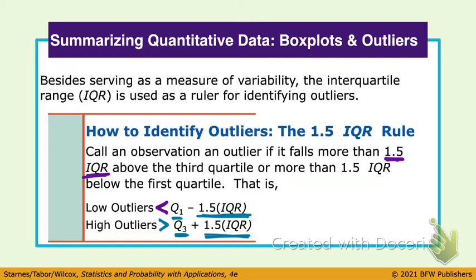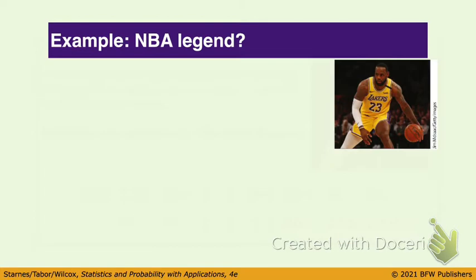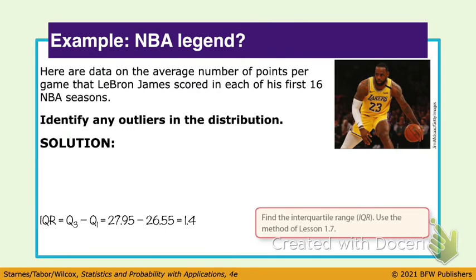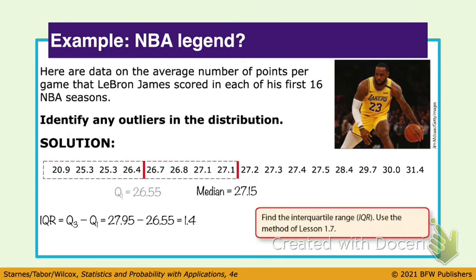So here's our data right here. Here's LeBron's data, and I believe it's in order. Yep, it's already in order for us. So we're going to identify outliers. Our first job is to find the interquartile range. To do that, we need to first find the median. To find the median, we're just going to count inward until we find the middle.